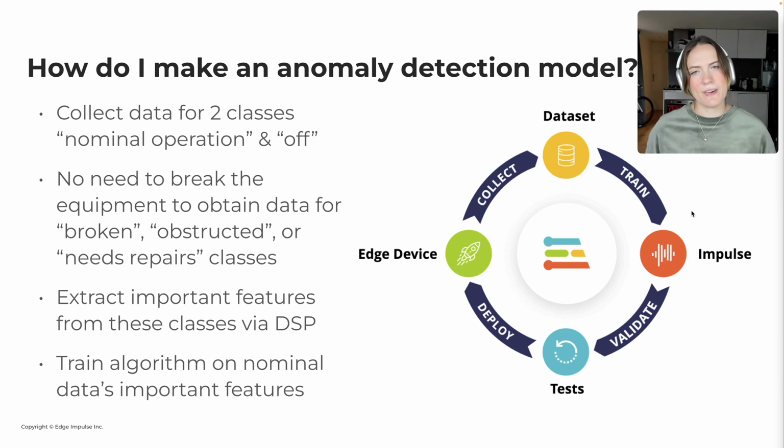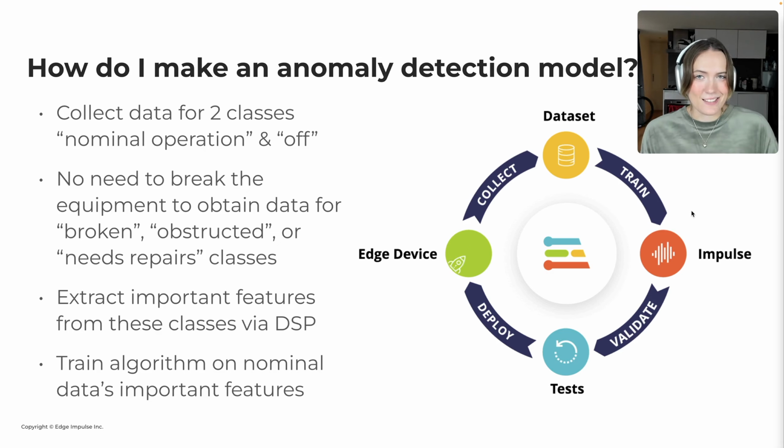And this is the great thing about advanced anomaly detection models. We don't need to break the machine in order to simulate when the failure is occurring in order to get that data that looks like an anomaly. We can just record all of the data when the machine is running normally and when it's off. So we don't need to collect data for classes like broken, obstructed, or needs repairs, etc.